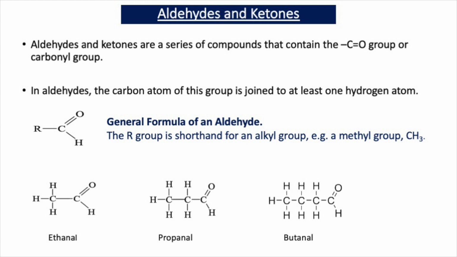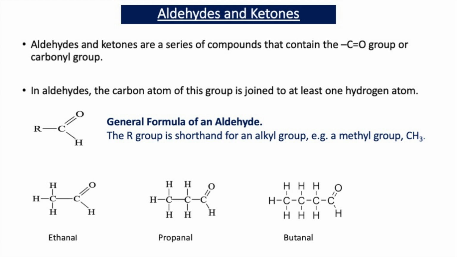In our previous videos on aldehydes and ketones, we've learnt that aldehydes and ketones are a series of compounds that contain the C=O group, or carbonyl group. In aldehydes, the carbon atom of this group is joined to at least one hydrogen. So the general formula of an aldehyde is RC=OH, and R is shorthand for an alkyl group. Examples of aldehydes are shown here.